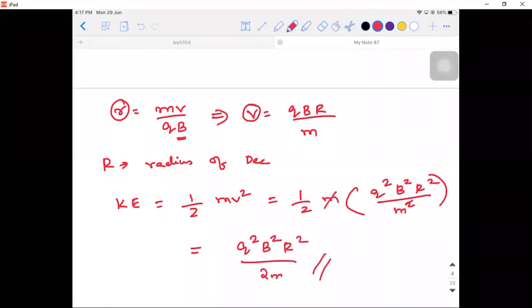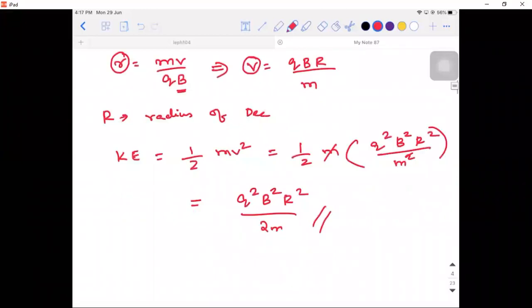So if you look at the expression, the value of Q is constant because you are using the same charged particle. The value of B will be constant because you are using a uniform magnetic field. The mass of the particle is the same. So what is the only parameter that is changing? The radius. That is the whole objective of this experiment, the whole principle on which it is working. The kinetic energy of the particle is increased by increasing its radius.